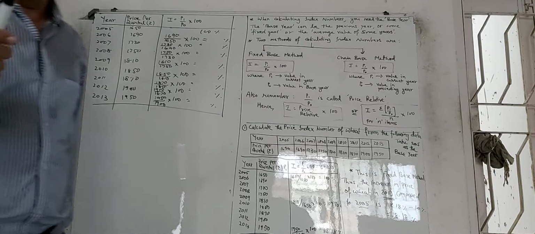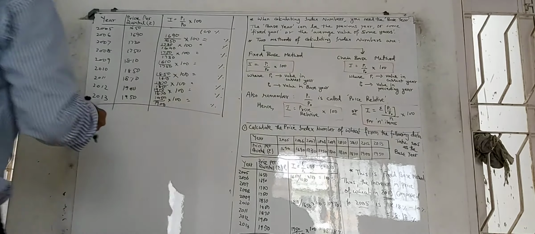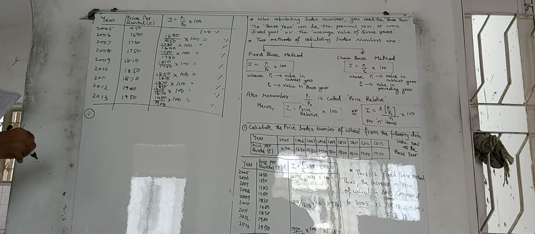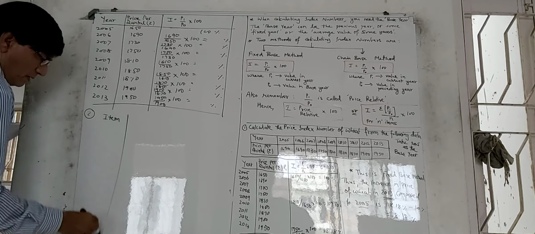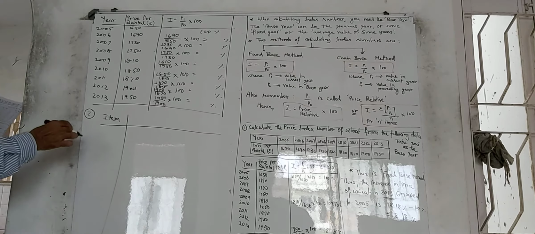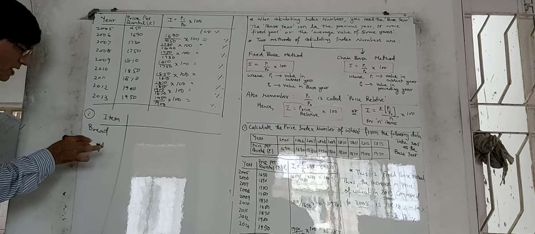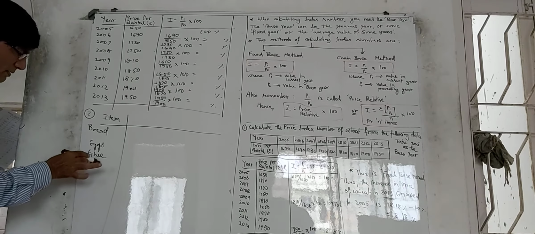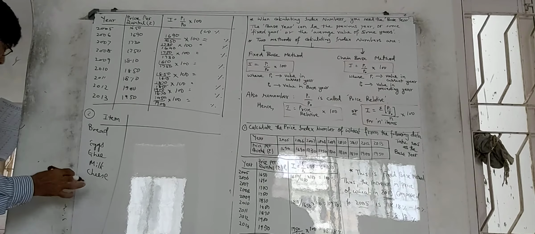Alright, now let's do one more example. Say we have got different food items. The different food items are bread, eggs, ghee, milk, cheese, and butter. I know some of you don't eat eggs, but in any case, everyone drinks milk in the morning.